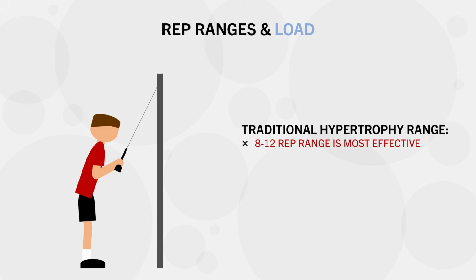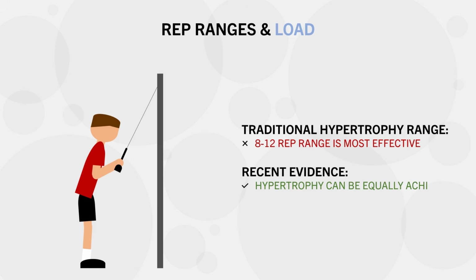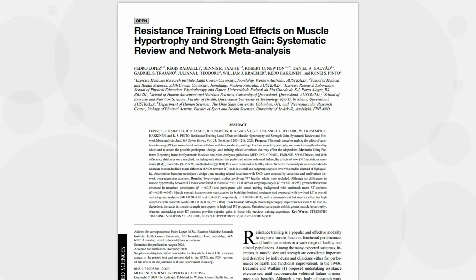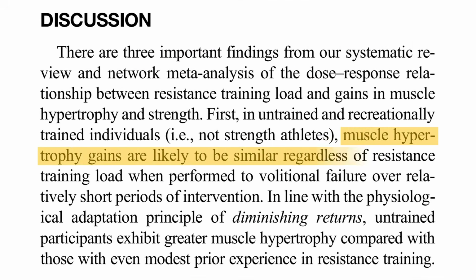While strength gains are certainly superior when training with heavier loads, hypertrophy doesn't necessarily follow this same principle. It has been well established that hypertrophy can be equally achieved across a large spectrum of different rep ranges and loads, assuming we are training close to failure. This latest meta-analysis compiled the evidence on load lifted and muscle growth. The authors concluded that hypertrophy gains are likely to be similar on a per set basis, regardless of load lifted, assuming we are training close to failure.